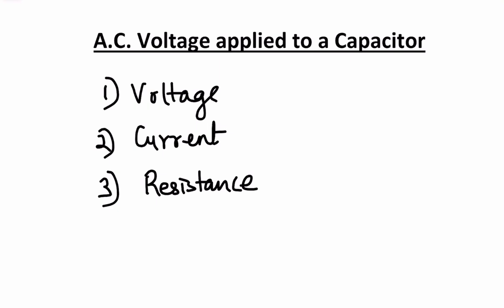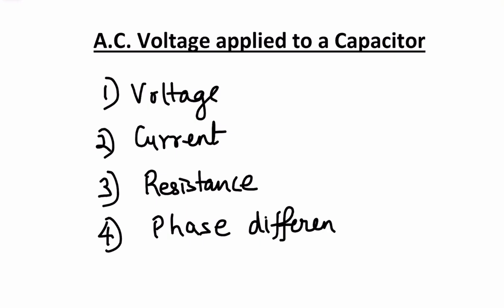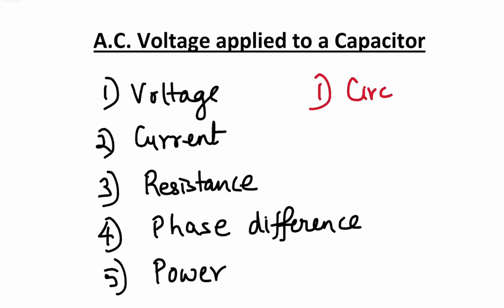And number 4 is the phase difference between voltage and current, and number 5 is the power of the circuit. Coming to the figures, 3 figures are compulsory for every circuit: number 1 is the circuit diagram, number 2 is the wave diagram, and number 3 is the phasor diagram. So these 8 points are common to every circuit.